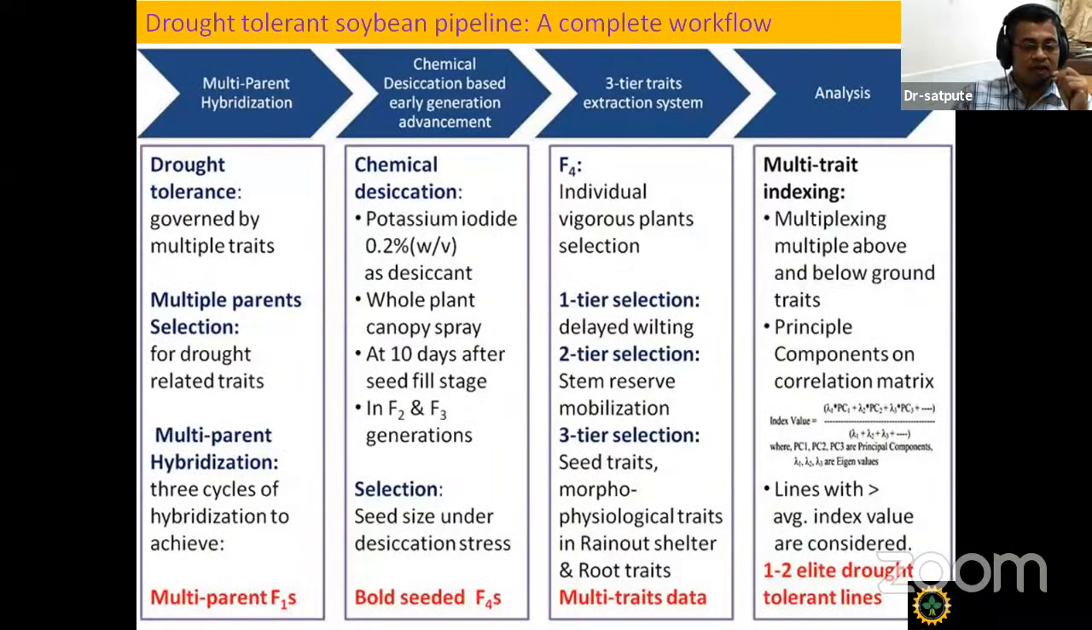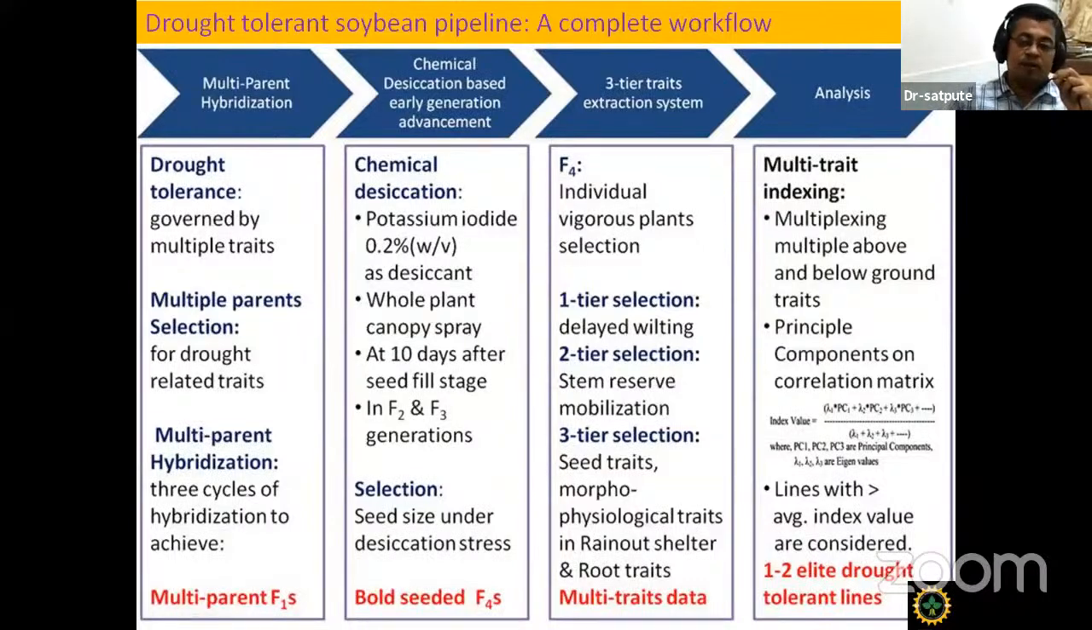Selection for drought tolerance is very important. And for all these traits, the need is to introgress six important drought-related traits into one genotype. That's why a multi-parent hybridization approach is adopted to get a multi-parent F1 in 3 cycles. It takes 3 cycles of hybridization anyway.